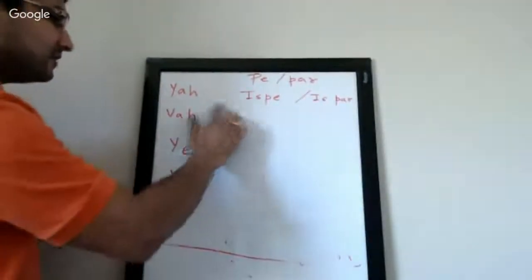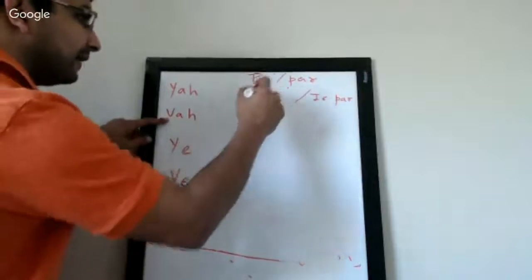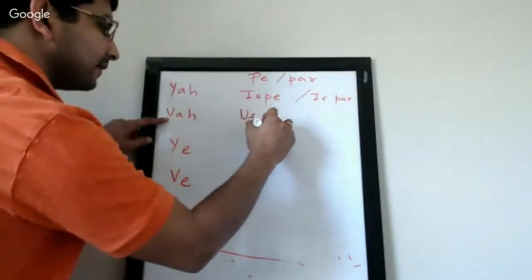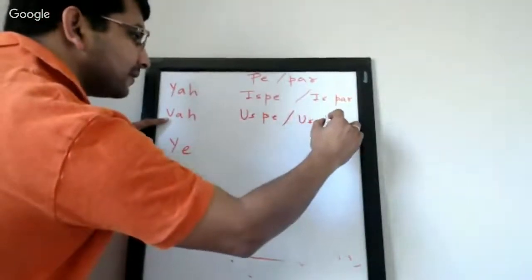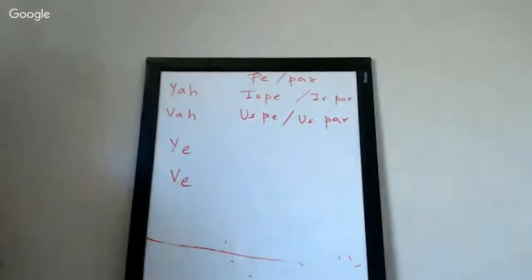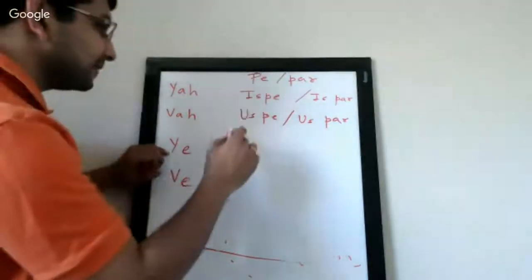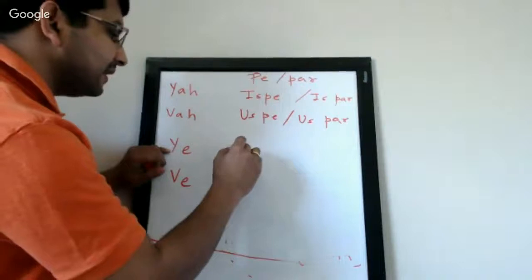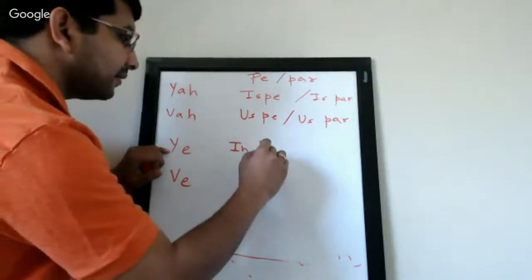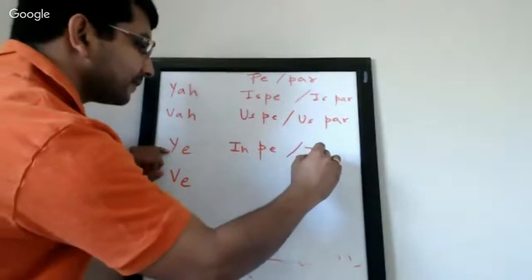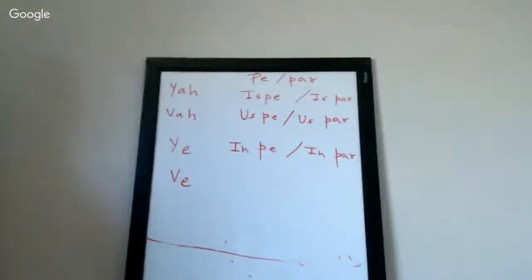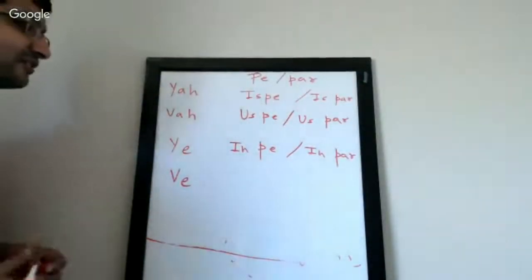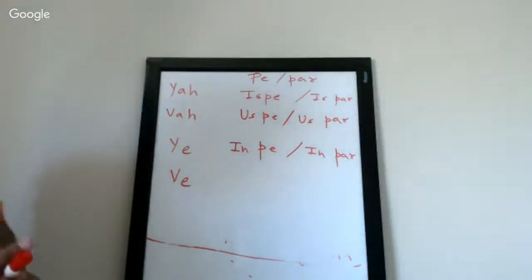Right, so vah is that, and pe is us pe, and then or us par. Ye par, right? So it will be ye par or ye pe. All of a sudden, a lot of Bollywood songs are coming to my mind ever since I gave an example of some song.